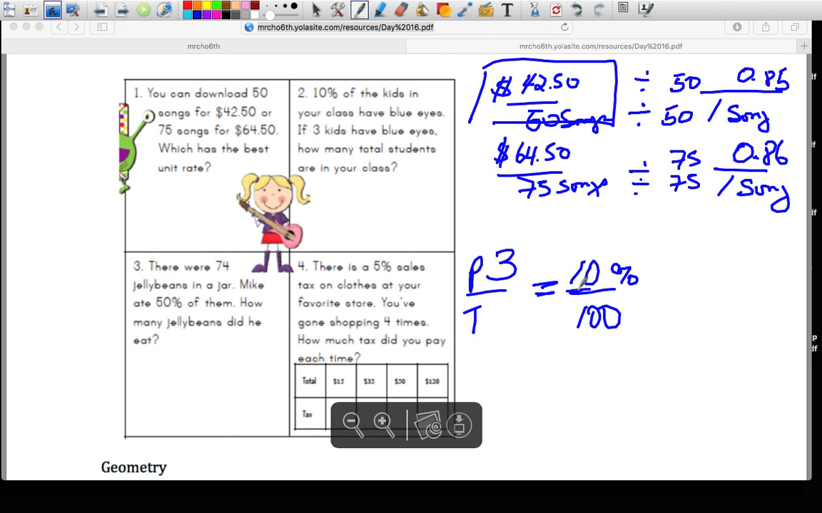No, there isn't. Can we do anything to this fraction? 10 over 100, can we simplify it? Yes, we can. We can cut the 10 here and the 10 here, and it becomes 1 over 10. How does a 1 become a 3? Times 3. So the bottom would be times 3, and the answer is total. How many kids are in that class? 30.